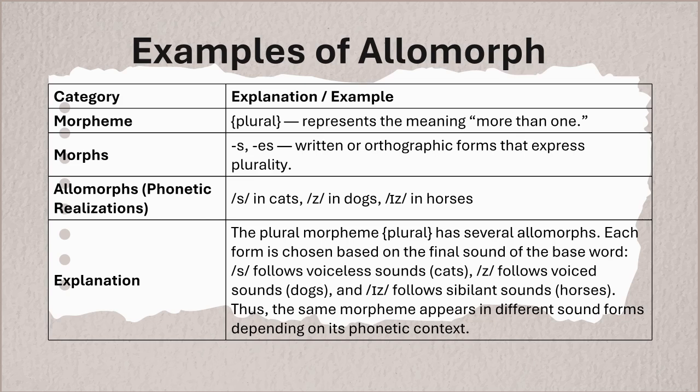The reason they differ is due to phonological context, that is, the sounds that come before them. /s/ follows voiceless sounds like T in cats, /z/ follows voiced sounds like G in dogs, and /ɪz/ follows sibilant sounds like S or A in horses. So even though the sounds change, the meaning stays the same. They all express plurality. That's what makes them allomorphs of one morpheme.